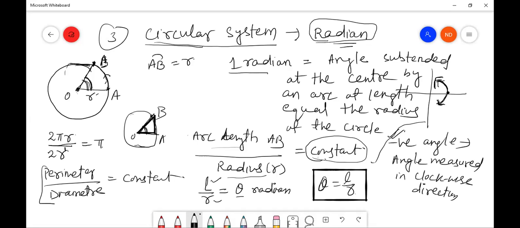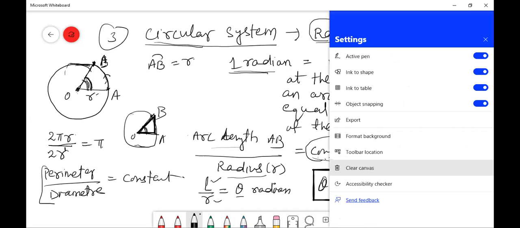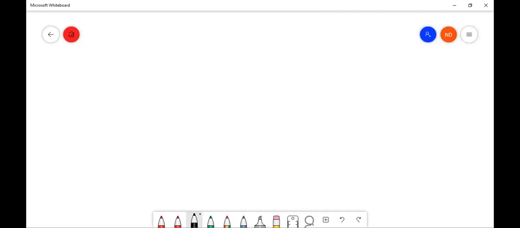So 1 radian looks like this. When the angle subtended at the center is 1 radian, the arc length equals the radius of the circle. So for any angle measured in radian, theta equals L by R. Going in the same way, as I said, circumference and diameter give us another relation. Let me take the circle here.